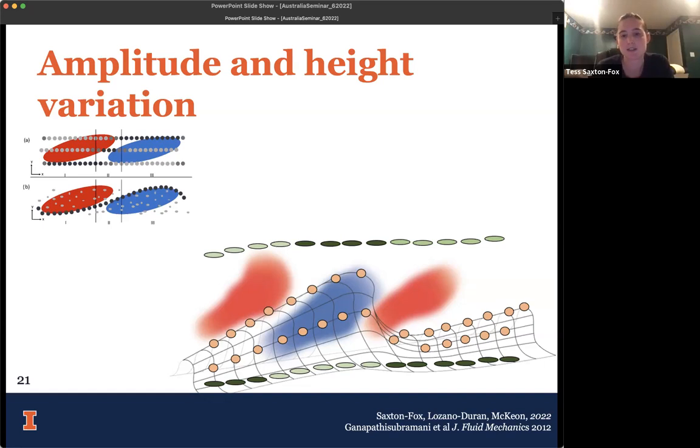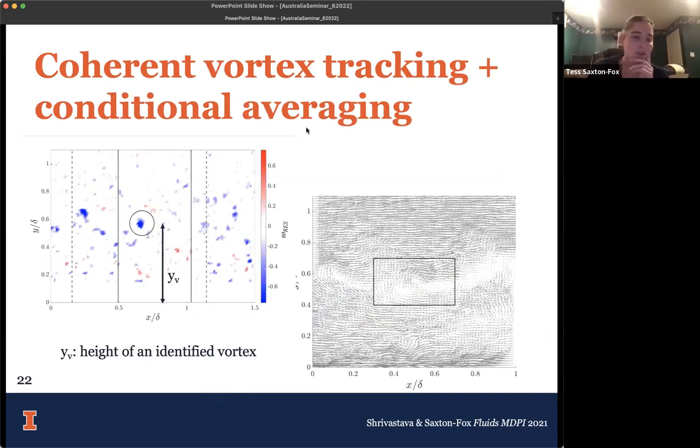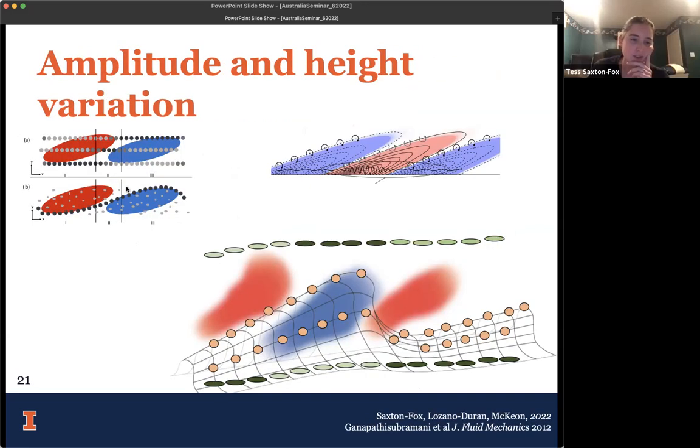And this isn't so dissimilar from what Ganapathy Subramani et al. said in this paper, that there's true modulation in some regions and more of an organization in others. There's a lot we can talk about here. We also wanted to ask this question of, is it really the case that there are some really coherent structures that are spatially distributed and everything else is small scale fluctuations that aren't really coherent?